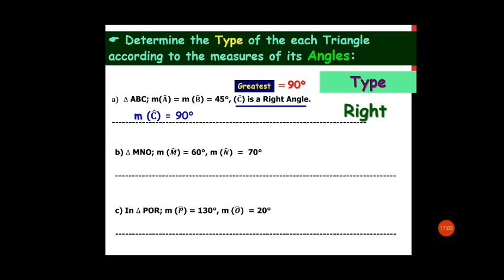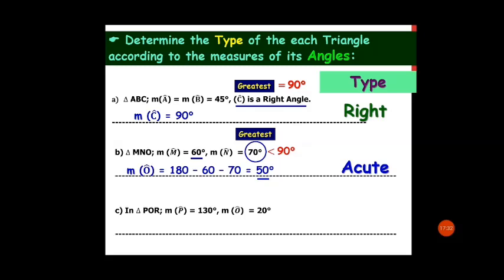The second one is triangle MNO, the measurement of angle M equals 60, the measurement of angle N equals 70. Can I determine the type of the triangle without knowing the third angle? So I should bring the third angle first, which is measurement of angle O. And I say that equals 180 minus 60 minus 70 equals 50. And then I will pick the greatest angle out of them. So the greatest is 70, which is less than 90. I compare it with the 90 degree. So it's acute angle triangle.